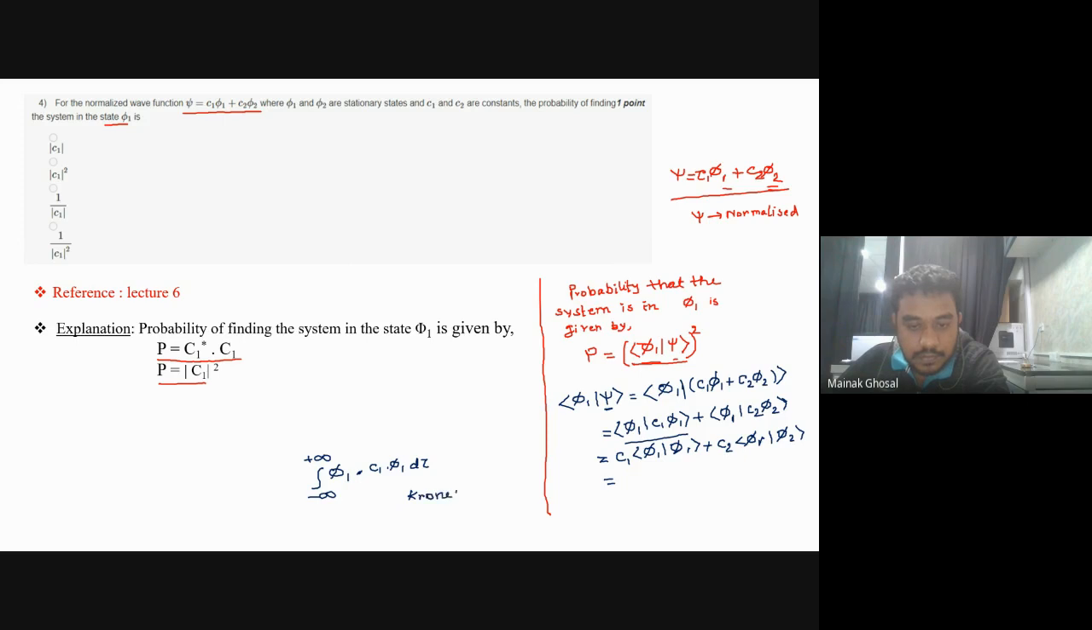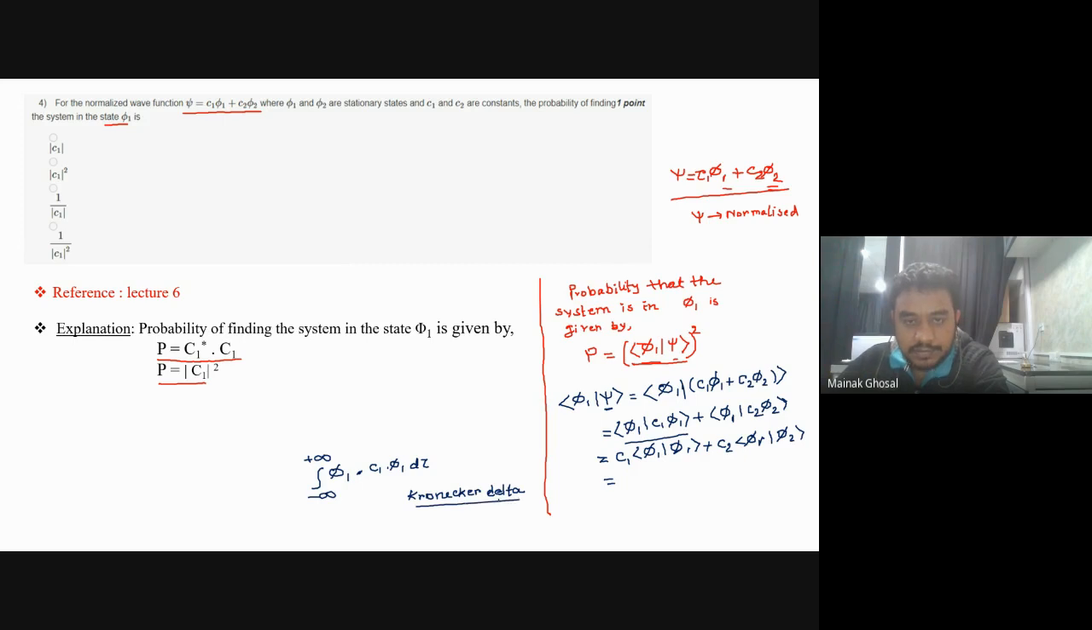Do you know about Kronecker delta? No. Okay. Kronecker delta.